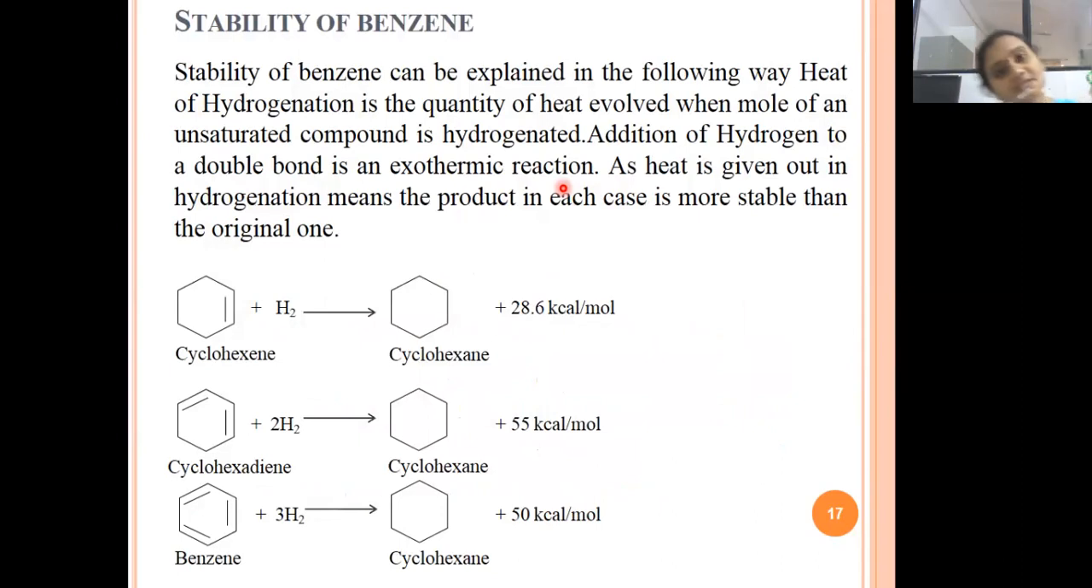The stability of benzene can be explained in the following way. Heat of hydrogenation is the quantity of heat evolved when one mole of an unsaturated compound is hydrogenated. See here, one mole of alkene, cyclohexene, has one double bond hydrogenated. We get the product cyclohexane, and the heat evolved is 28.6 kilocalories per mole. Addition of hydrogen to the double bond is an exothermic reaction. As heat is given out in the hydrogenation, the product in each case is more stable than the original one.